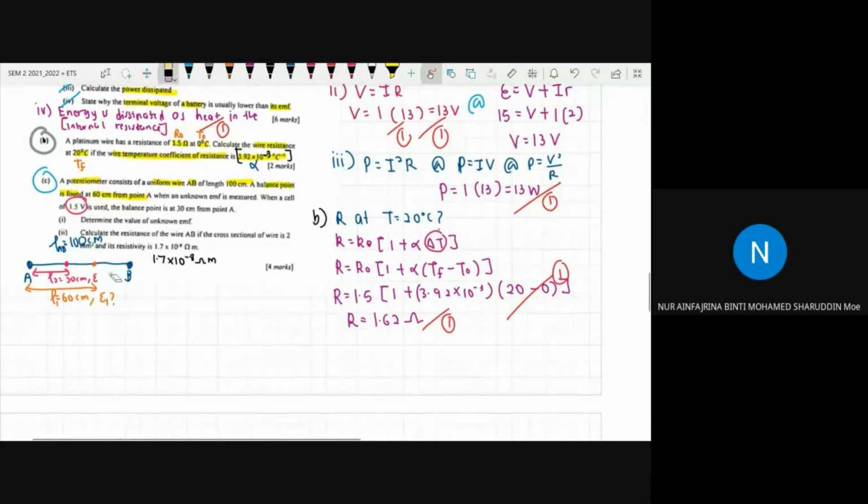EMF 2 kita dah tahu, dia dah bagi 1.5 volt. So the question asks us to calculate the unknown EMF.